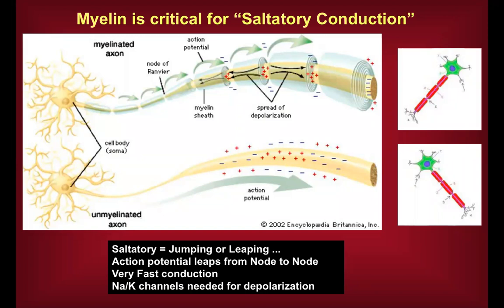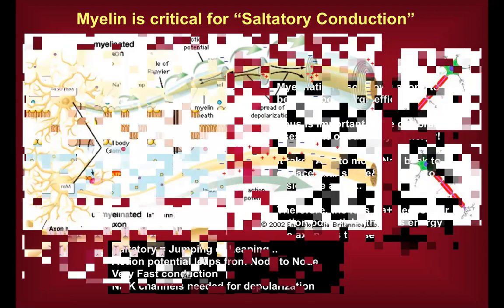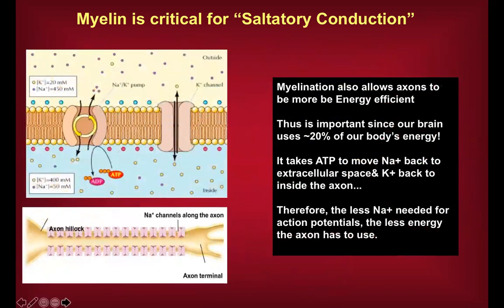Let's see. The ones that are myelinated are going to move faster. So you're talking a lot about the motor neurons, right? So all your motor neurons for movement are going to be myelinated.